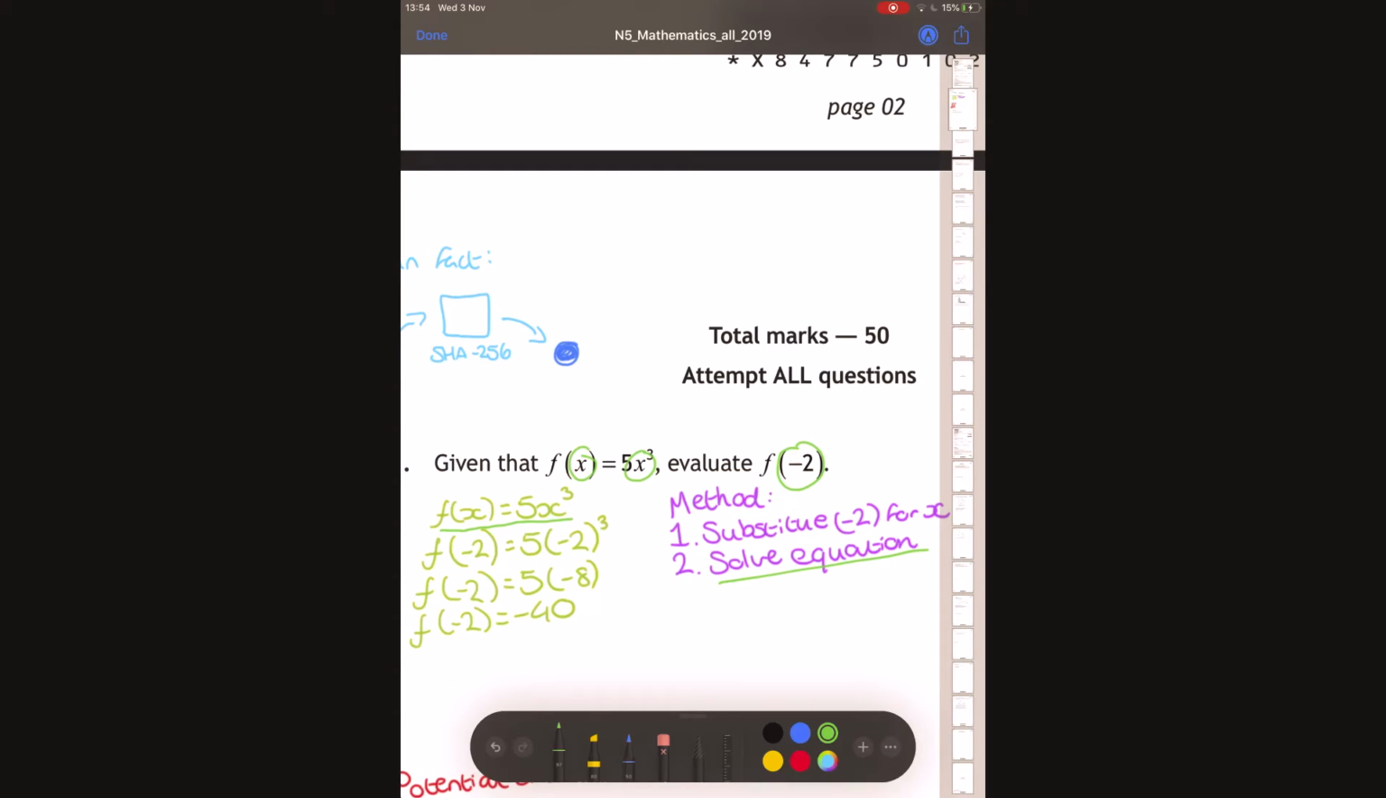So to cube negative 2 is negative 2 times negative 2 times negative 2. Negative 2 times negative 2 is 4, because a negative times a negative makes a positive, and 2 times 2 is 4. 4 times negative 2 is equal to negative 8. Hence, negative 8 goes in there. Final step is f of negative 2. We multiply that negative 8 by 5. Negative 8 times 5 is negative 40. And here is our answer.